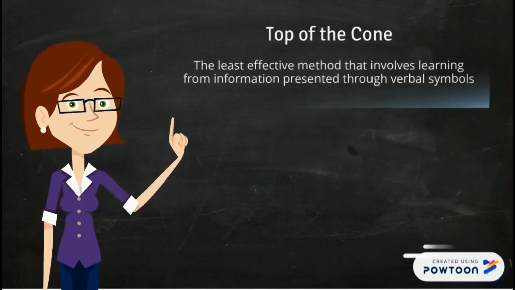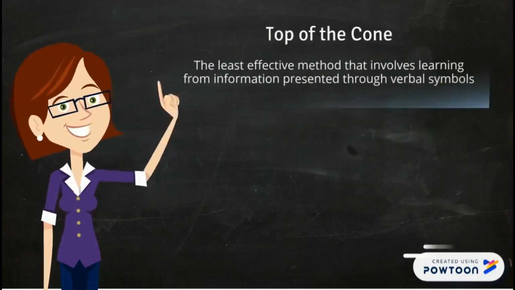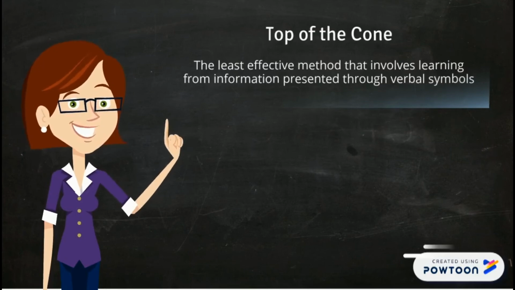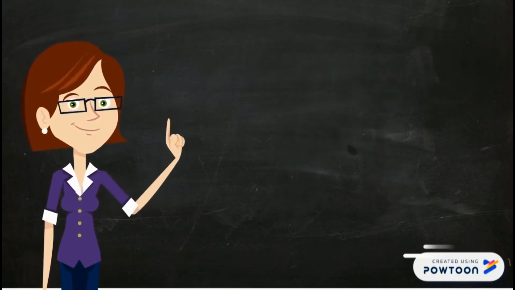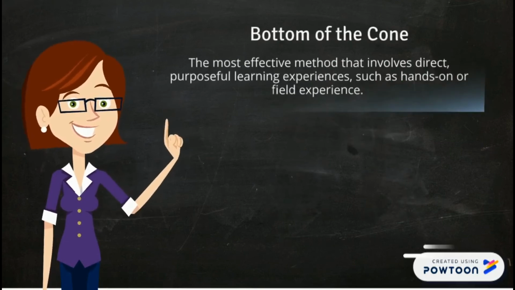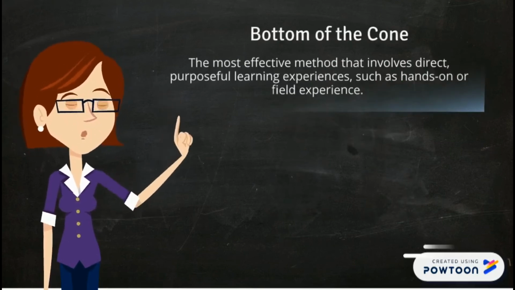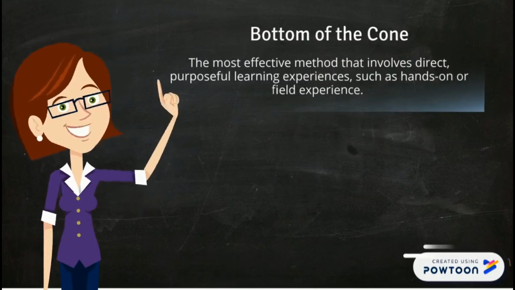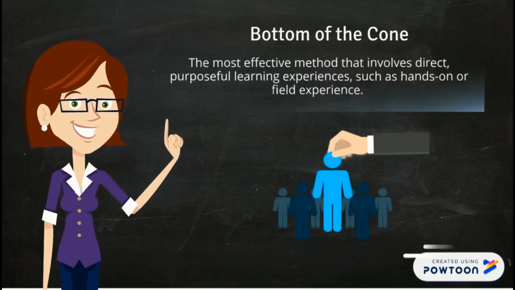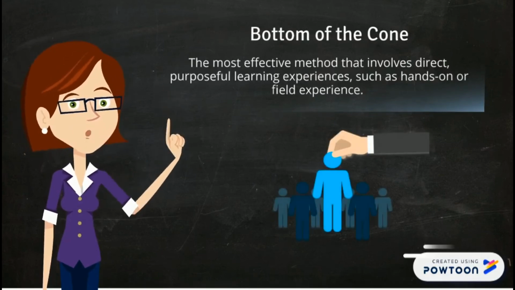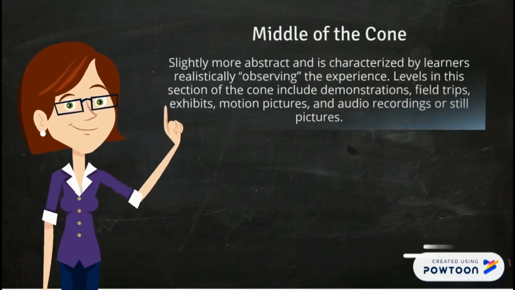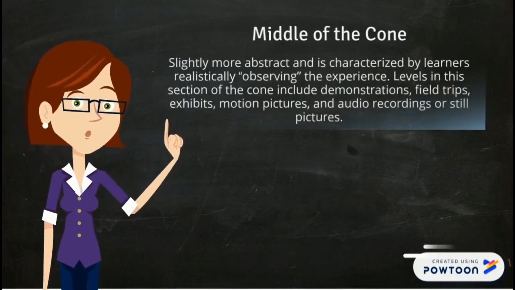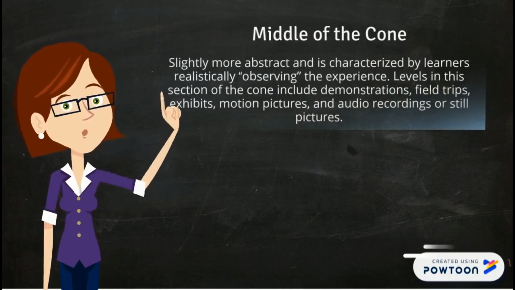On the top of the cone was the least effective method that involves learning from information presented through verbal symbols. On the bottom of the cone was the most effective method that involves direct, purposeful learning experiences, such as hands-on or field experience. On the middle of the cone are slightly more abstract experiences, characterized by learners realistically observing the experience.